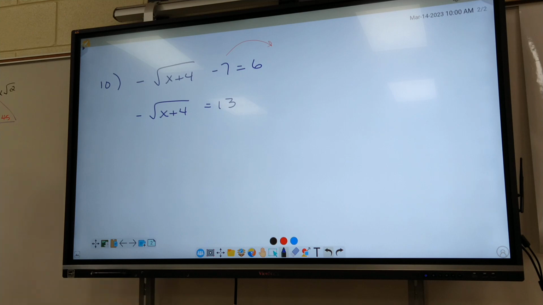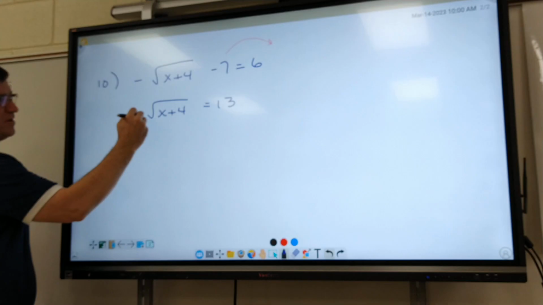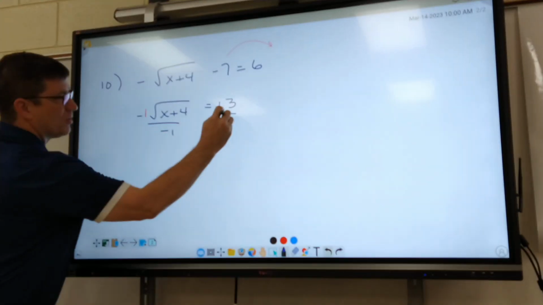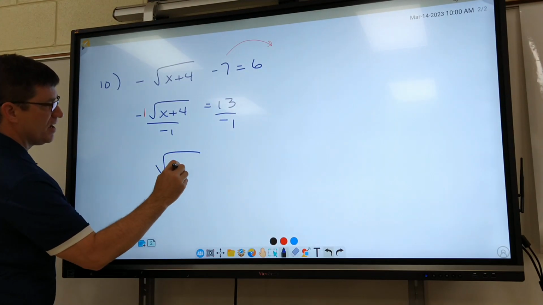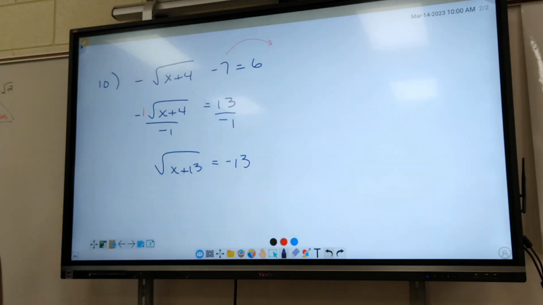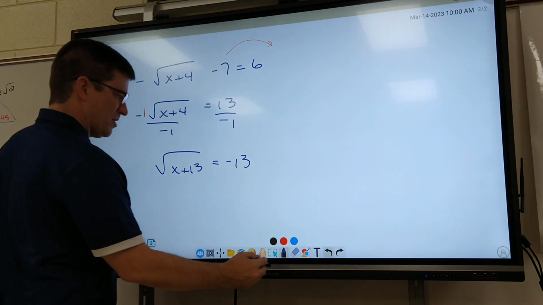Now we got to move over the negative 1 because you guys understand there is a negative 1 in front right there. So we have to divide by negative 1 on each side. That gets me square root of x plus 4 equals negative 13. Whoops. Hold on, x plus 4. I'm sorry.